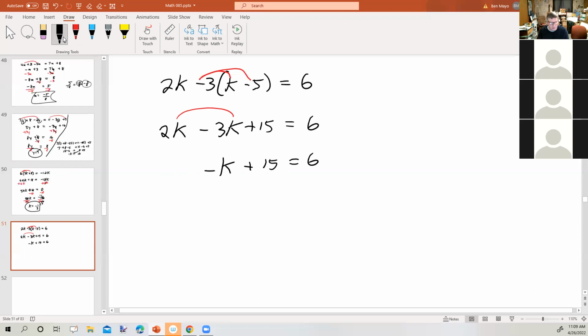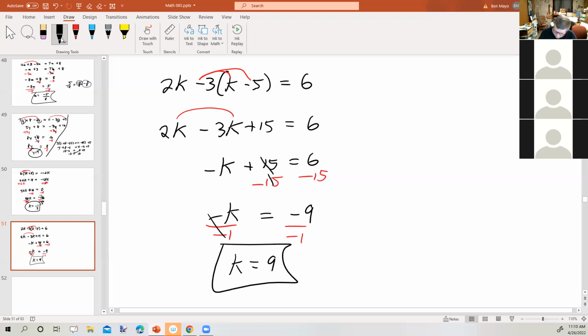So k is only on the left, so let's get all the constant terms on the right. We'll subtract 15 from both sides. Negative k equals 6. Take away 15 is negative 9. Then we'll divide both sides by the negative 1 coefficient. K equals negative divided by negative is positive 9.